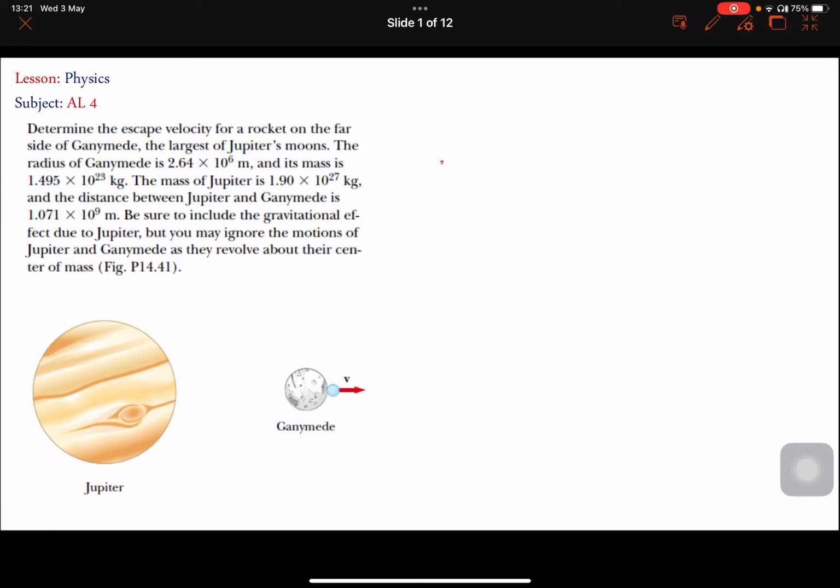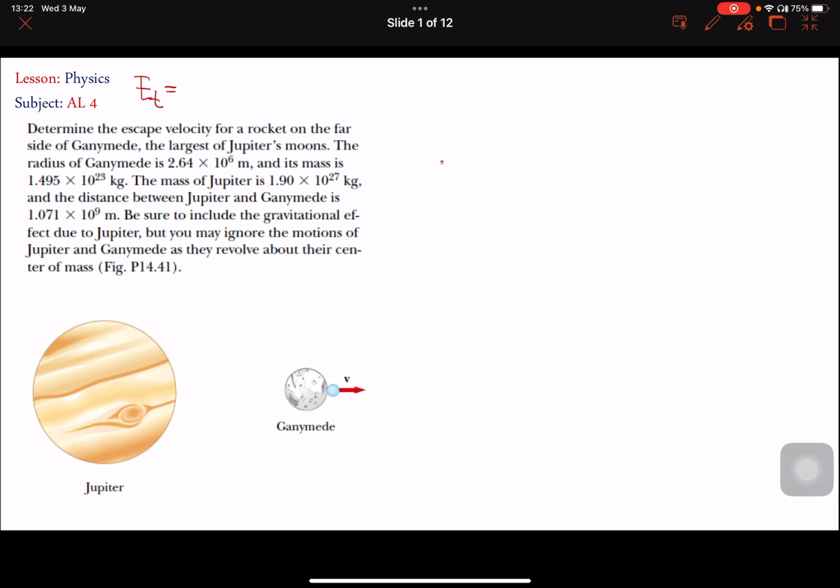Okay, good day, guys. I'd like to start with an example that was given in the last lesson, related to the rocket that is placed on the moon of Jupiter called Ganymede, and it's rotating around it. As I mentioned before, the total energy of this rocket will consist of three energies.